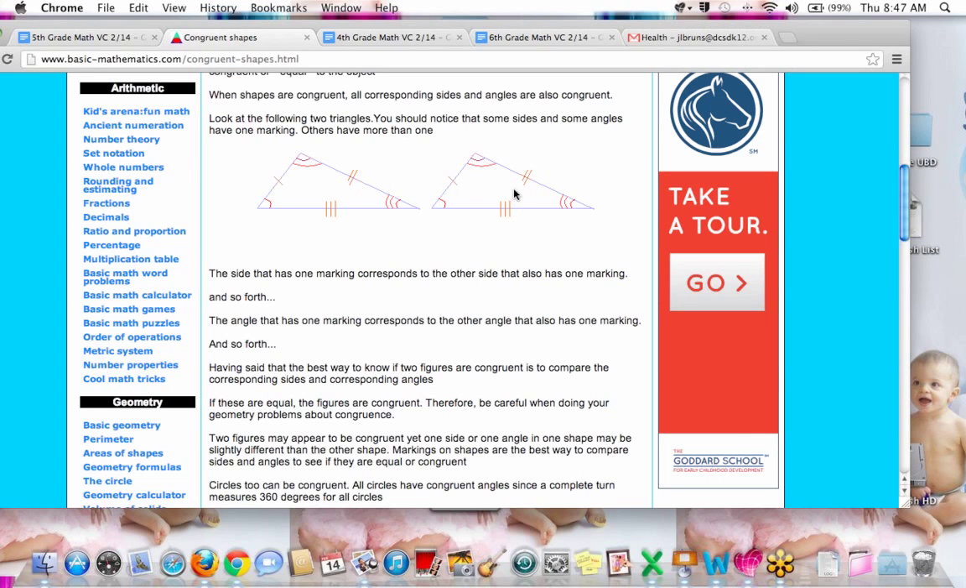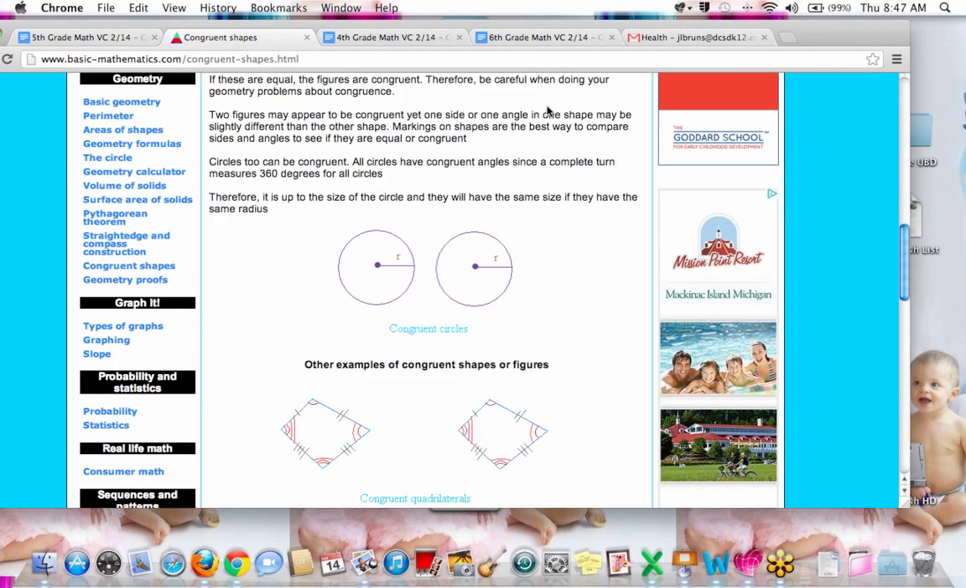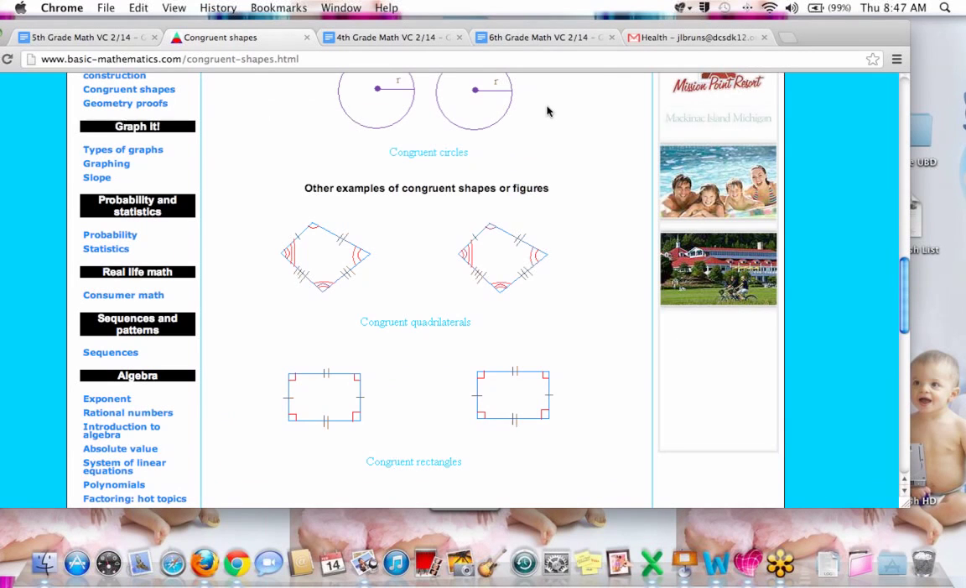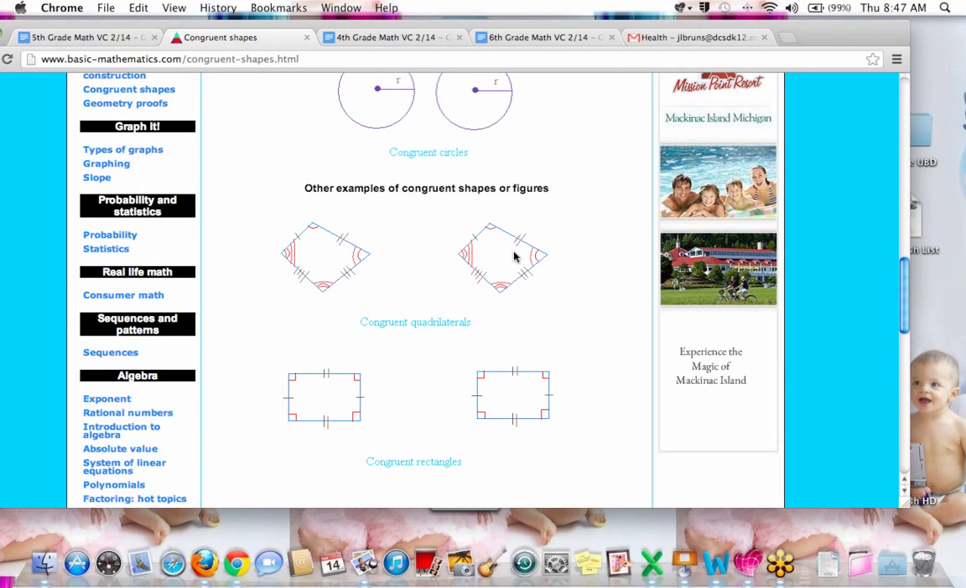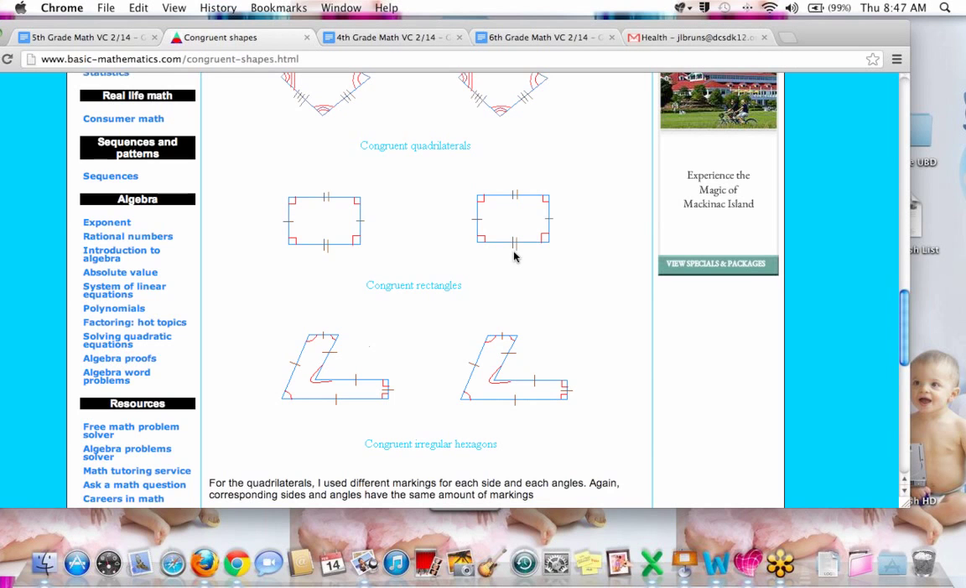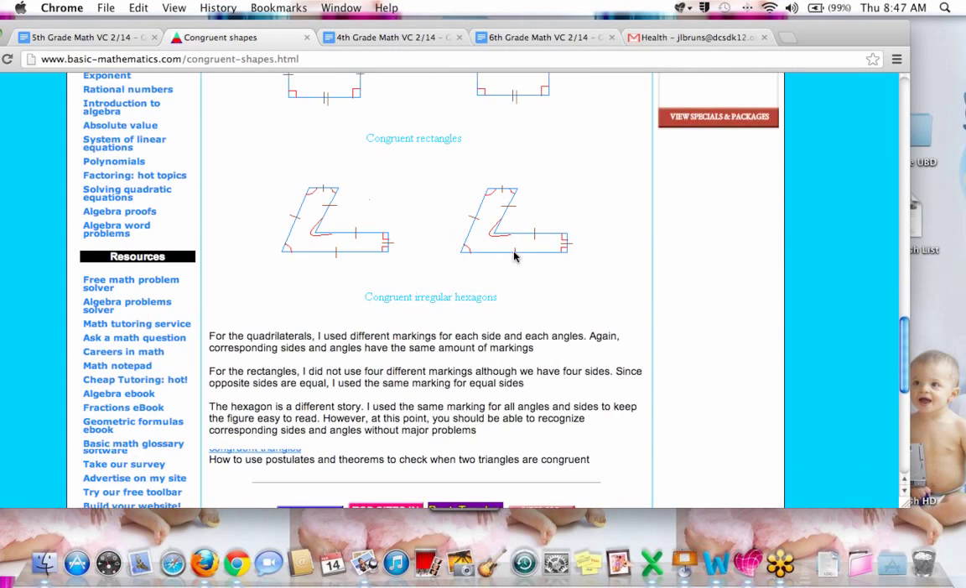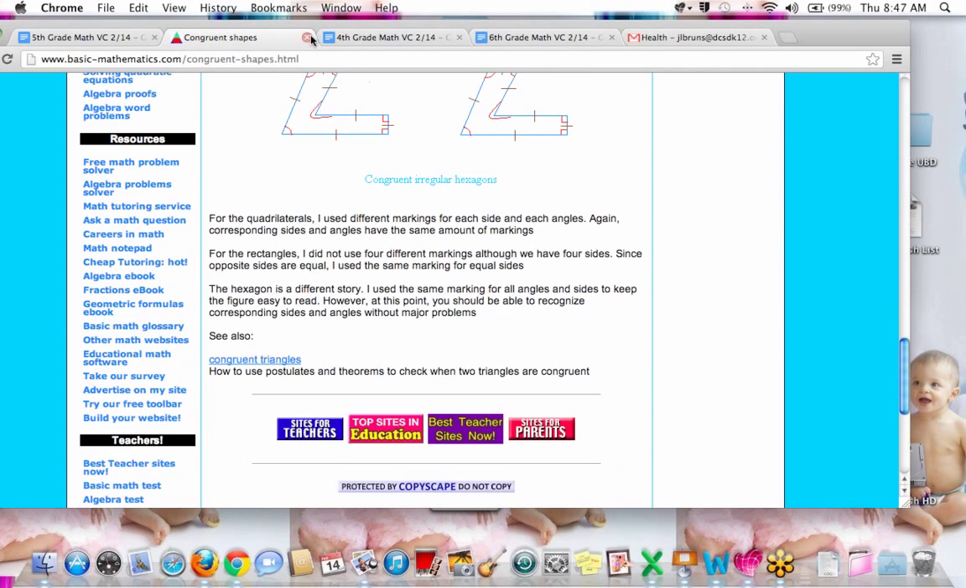So here's an example right here. We're just looking at it on my screen. I could make this triangle face a different way, or I could put it upside down, but I wouldn't be changing the angles or the size of it, so it is still congruent. Let's take a look at some more congruent shapes. So congruent circles, the exact same. Congruent quadrilaterals, they're the exact same. Here's some congruent rectangles and so forth. So congruent is pretty easy, right? It means just exact same size, angles, everything.